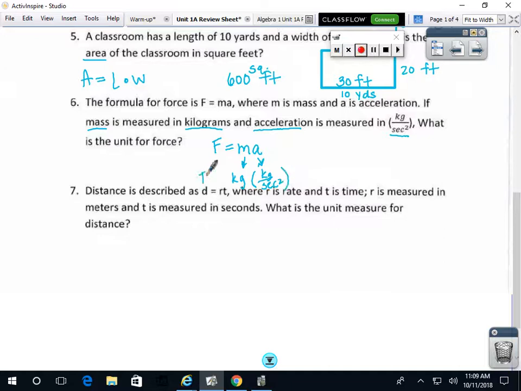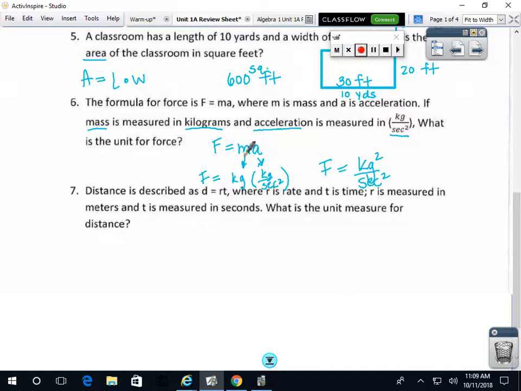So to find the units for force, you just multiply those. Kilograms times kilograms is kilograms squared, because there's 2 of them. And then over second squared, and then you're done. That's all you do. You replace the variables with what units they're measured in, and then you just multiply them together because they're touching, which means multiplication.